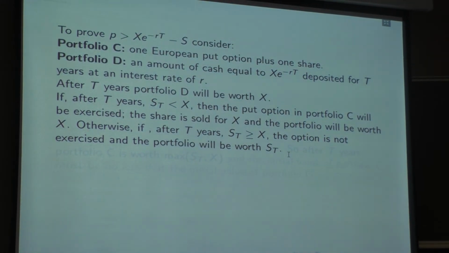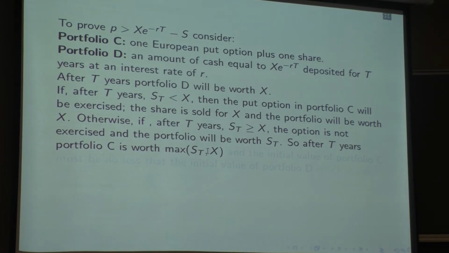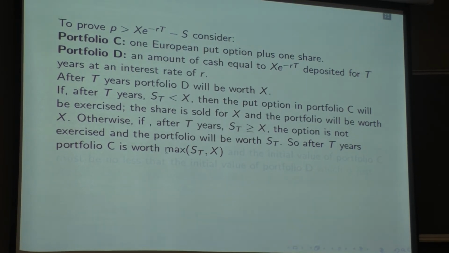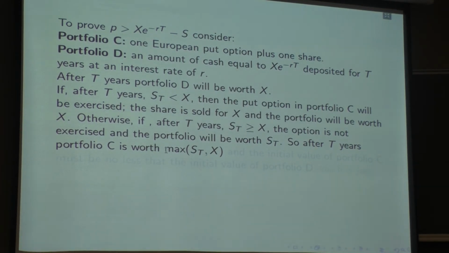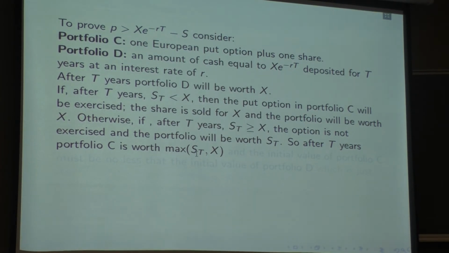So after T years, portfolio C is worth, well, when ST is bigger than X, it's worth ST. When ST is less than X, it's worth X. So we can summarize this by saying portfolio C is worth the maximum between ST and X. So now we look at this and we compare this to what happened to portfolio D. Portfolio D is always worth X at expiration. And so now the maximum between ST and X is always greater or equal to X.